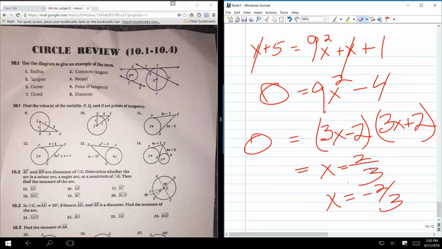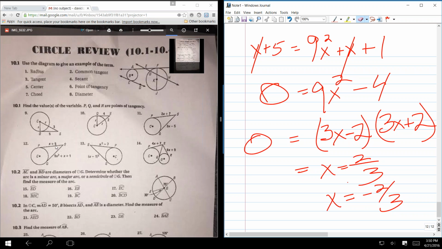Now, it's not to say that both of these answers are correct. In other words, it's possible one of them might yield a negative dimension. If there's anything we know about this drawing here, is that these things cannot be negative. X plus 5 is not negative. Well, regardless of which answer I use, x plus 5 is positive. Now, let's look at this one. Well, 9x squared plus x plus 1, that's always positive with both answers.